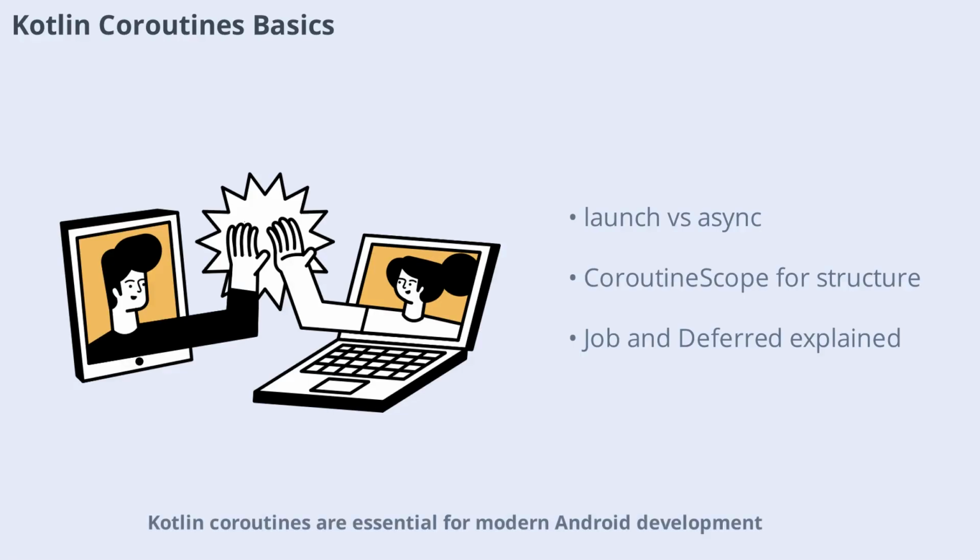Kotlin coroutines are essential for modern Android development. Understanding the difference between launch and async is crucial. Launch returns a job and is used for fire-and-forget tasks, while async returns a deferred and is used when you need a result via await. Structured concurrency is managed with coroutine scope, which keeps coroutines tied to a lifecycle. When the scope is canceled, all coroutines inside it are also canceled, ensuring safe and predictable concurrency. These basics lay the foundation for robust asynchronous programming in Android.